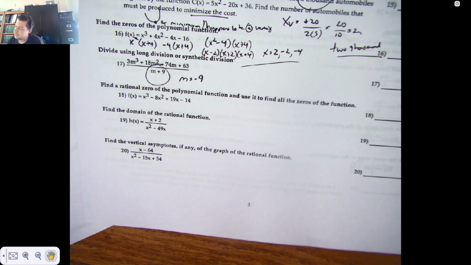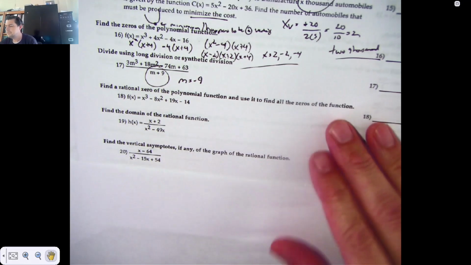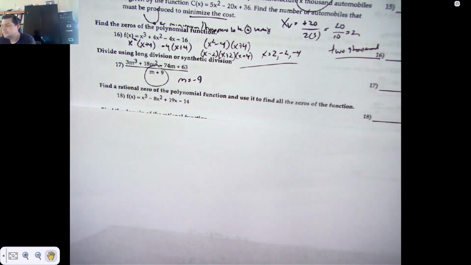And that is 17. 18, find a rational 0 of this function and then use it to find all the zeros. We did one of these the other day. Kind of have to guess. First thing we're going to do is make a list of factors.